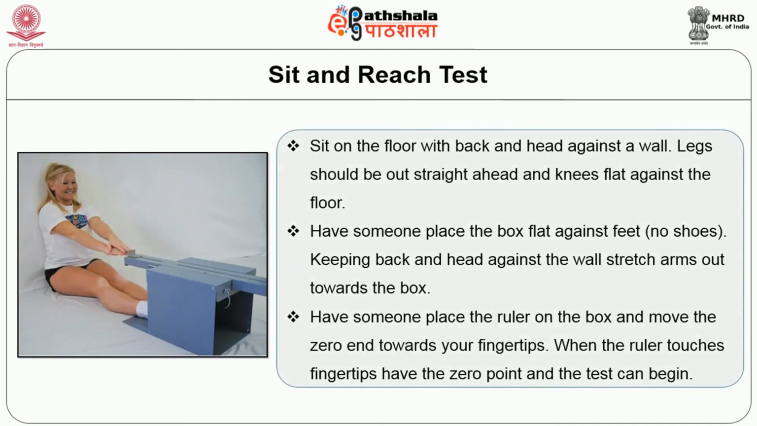Sit on the floor with the back and head against the wall. Legs should be out straight ahead and knees flat against the floor. Have someone place the box flat against the feet. Don't wear shoes. Keeping back and head against the wall, stretch arms out towards the box. Have someone place the ruler on the box and move the 0 end towards your fingertips. When the ruler touches your fingertips, mark the 0 point and the test can begin.